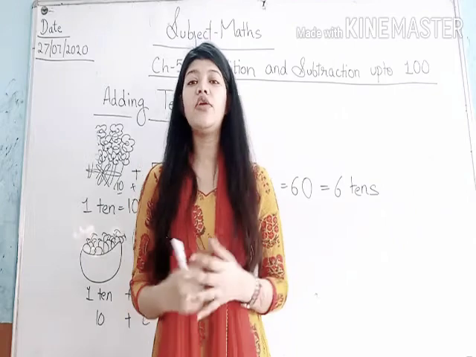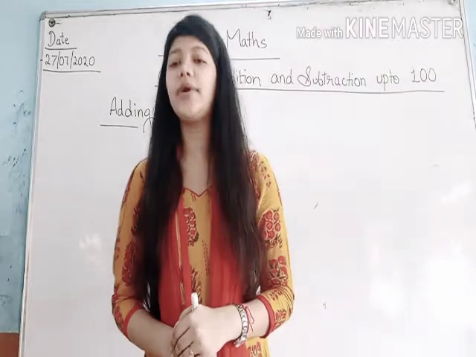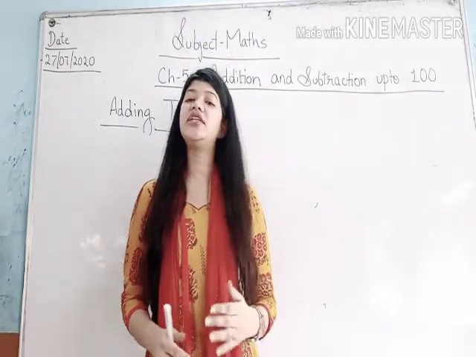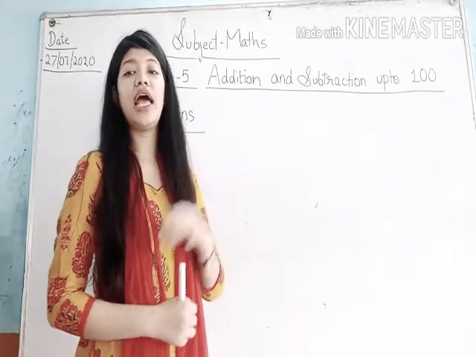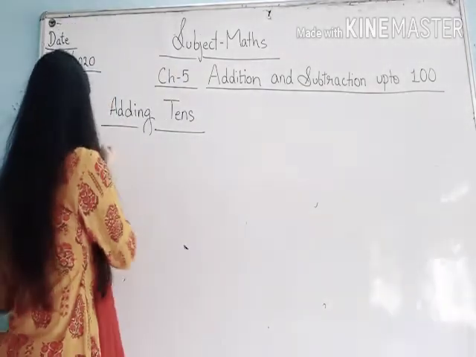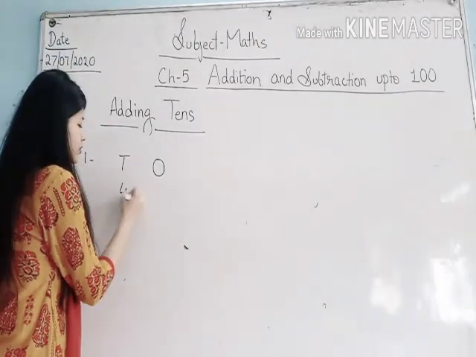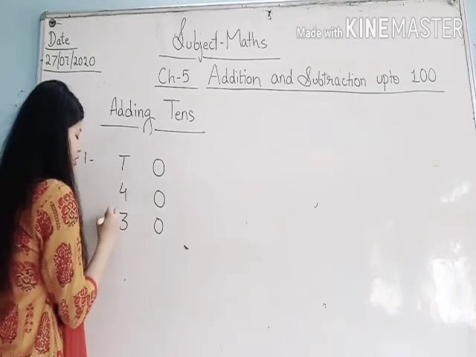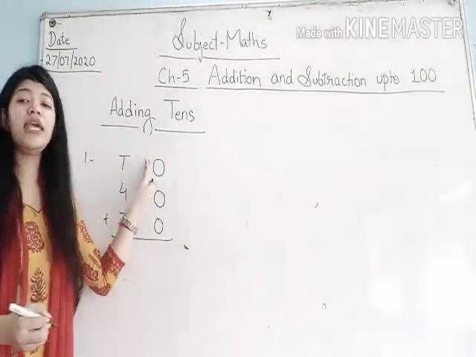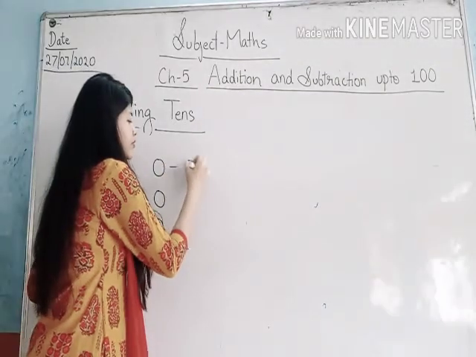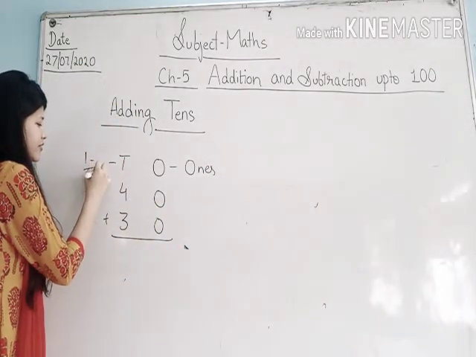Okay, now let's learn further. Students, see, one exercise is given over here on page number 79, which is related to this topic only, that is adding tens. So let's practice the first one as an example. The first one is 40 plus 30. Now students, see, O means ones, and T means tens.